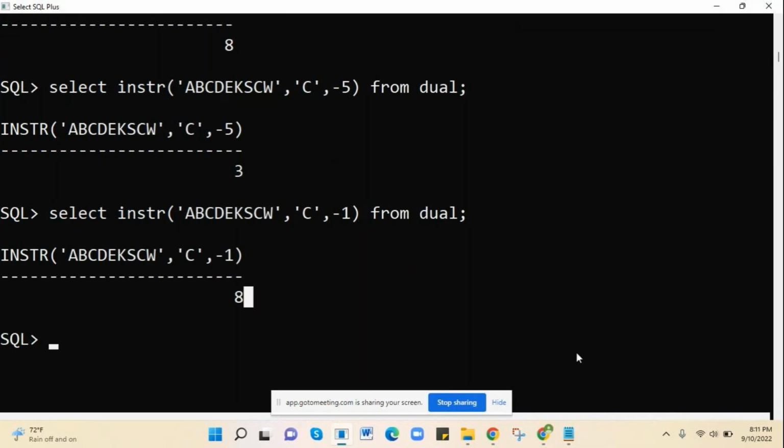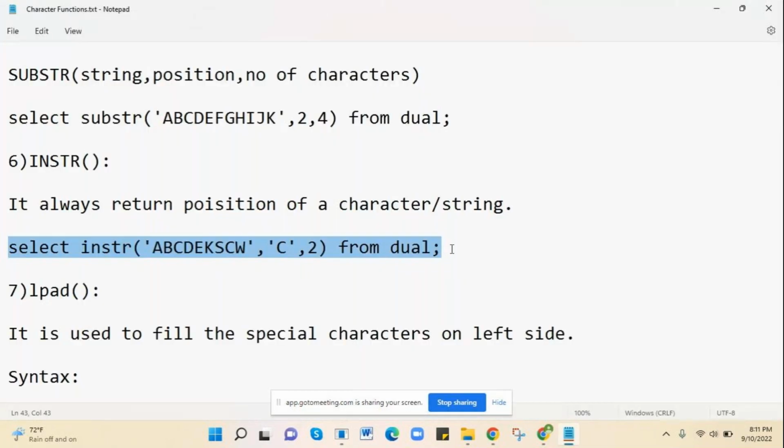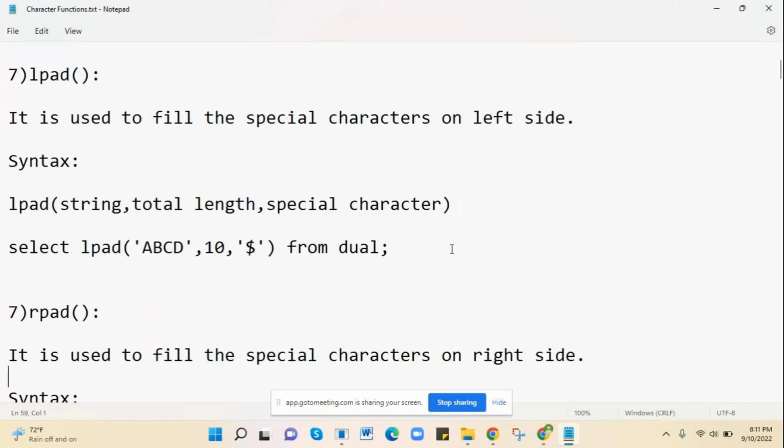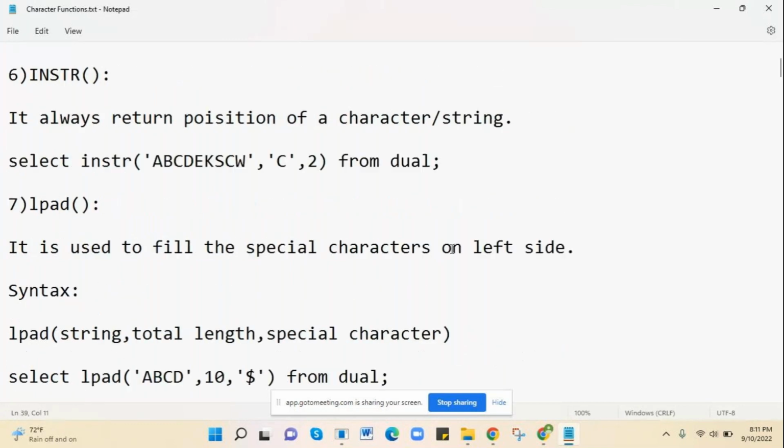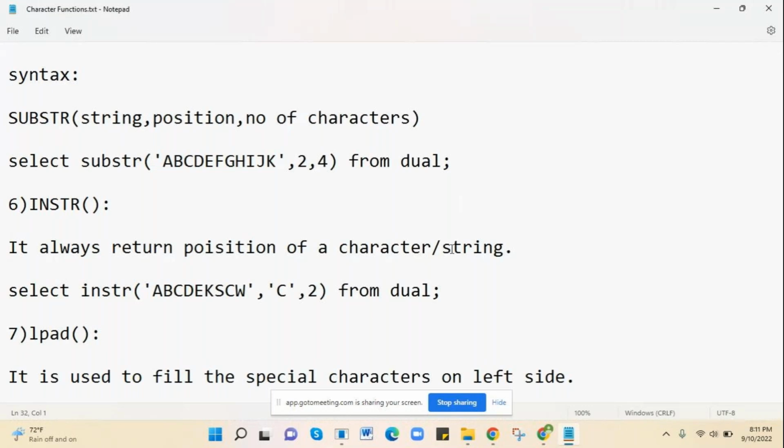How much? 8 position. Okay. INSTR always returns the number, whereas substring returns the string, means characters, a collection of characters.